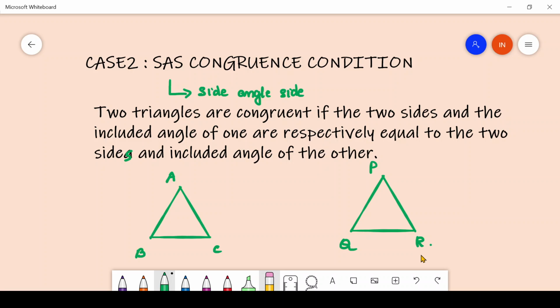It is given that in triangle ABC, AB is equal to PQ. Let AB is equal to PQ, and I'm going to write the measurement as 5 centimeters. Then next, BC: let me mark BC is equal to QR, equal to 6.5 centimeters.